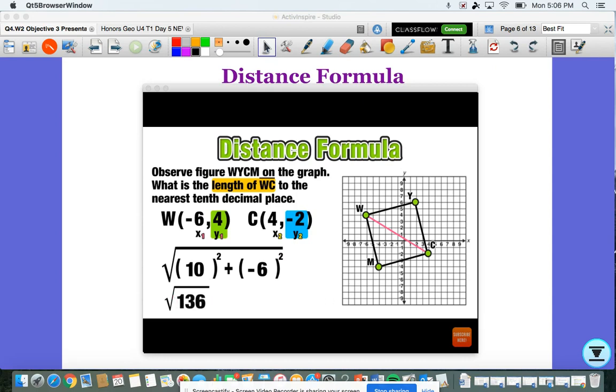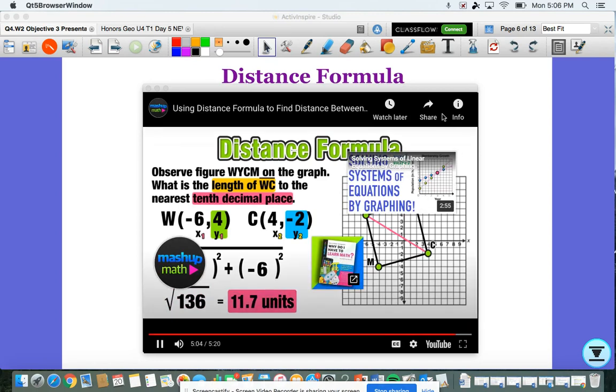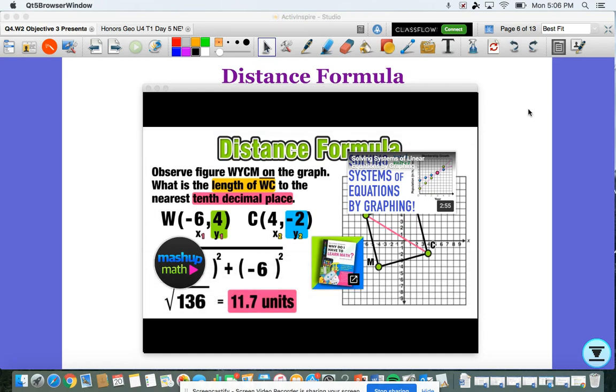And now we just need the square root of 136, which is going to equal an irrational number. And since the question asks us to round to the nearest 10th decimal place, we'll round our answer to 11.7, the length of line segment WC.